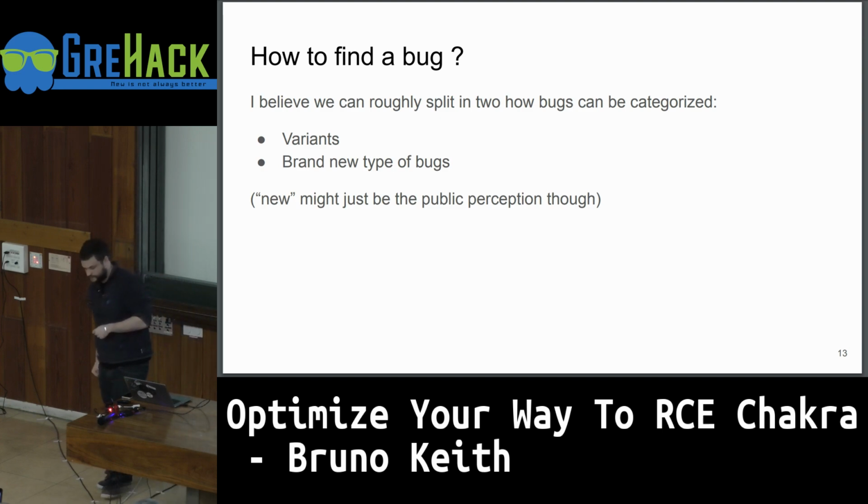Next question, of course, I wish there was a known answer for, is how to find a bug. For the purpose of this talk, I believe that we can do the following split in terms of trying to explain what kind of bugs we're looking at. First of all, variants, and second of all, brand new types of bugs. And one thing I really want to highlight is that by new, I'm talking here about the public perception, because you never know what's going on in the offensive market.